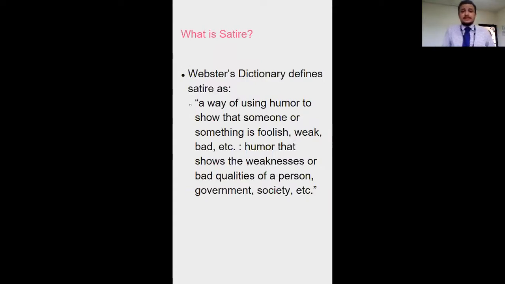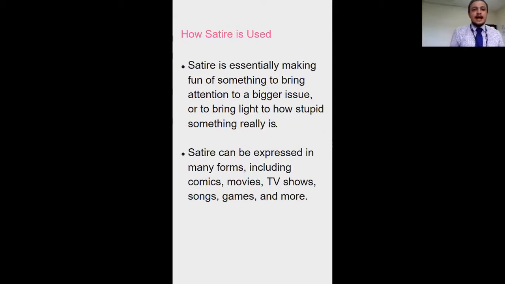Webster Dictionary defines satire as a way of using humor to show that someone or something is foolish, weak, bad, etc. Humor that shows the wickedness or bad qualities of a person, government, society, etc. All right. So there you have it. How satire is used. It's essentially making fun of something to bring attention to a bigger issue or to bring light to how stupid something really is.